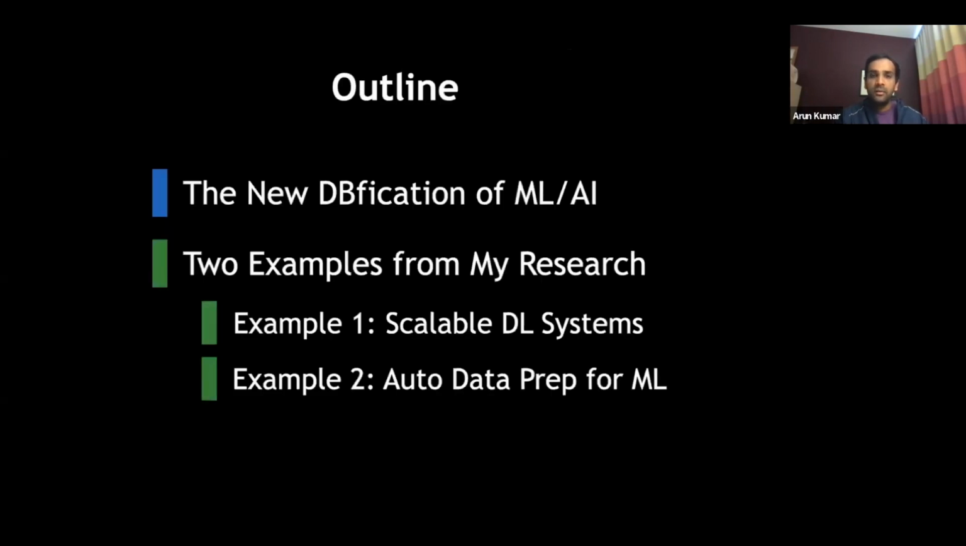But for today's talk, I'm going to talk about something a little higher level, which is this general direction of what I call the new DBfication of ML and AI, and then give you two concrete examples from my research in that direction across this ML lifecycle. One focused on scalable systems for deep learning workloads, and the other on automated data preparation in ML systems. Roughly, I would spend about 10 minutes on the first part, and probably 15 minutes on the first example and 5 minutes on the last example. But feel free to interrupt and ask questions in between.